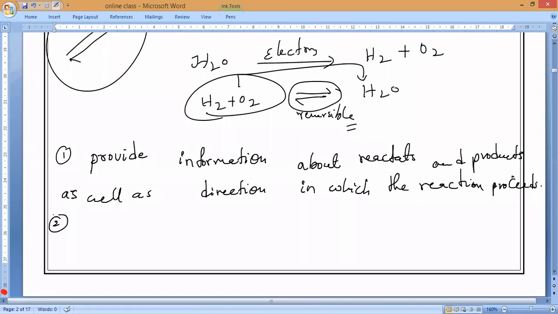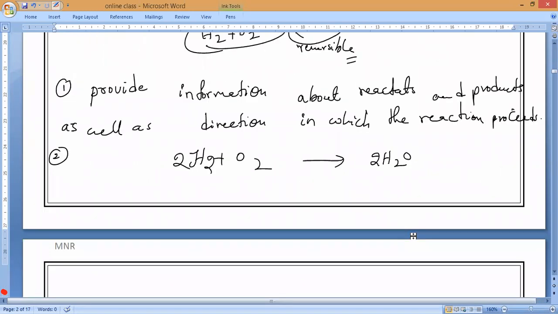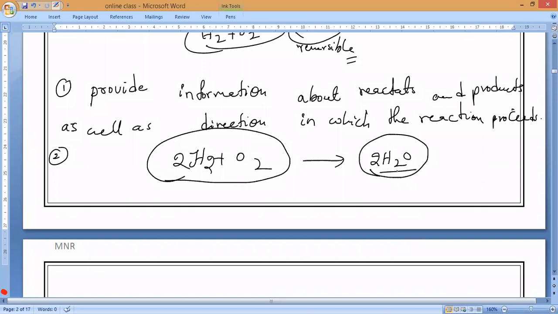Next, second point. Now you tell me, guys. For example, I write a balanced chemical equation: 2H2 plus O2 will give you what, guys? 2H2O. Yes or no? This is just an example, don't make it a point. Now, have you noticed how many molecules of reactants are involved and how many molecules of products are obtained? Are we getting clear information or not? Please respond, everybody.